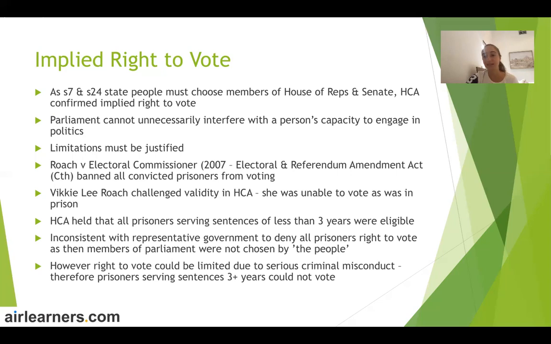And it was inconsistent with the right to vote to deny all prisoners the right to vote, because that meant that the phrasing of Section 7 and Section 24 to be chosen by the people wasn't actually upheld. It was just people who were not prisoners. So in order to ensure that the people, including prisoners, were able to vote, they made changes to this legislation and said that you can't restrict all prisoners' right to vote, only prisoners who are convicted of serious criminal offences and receive sentences of more than 3 years.